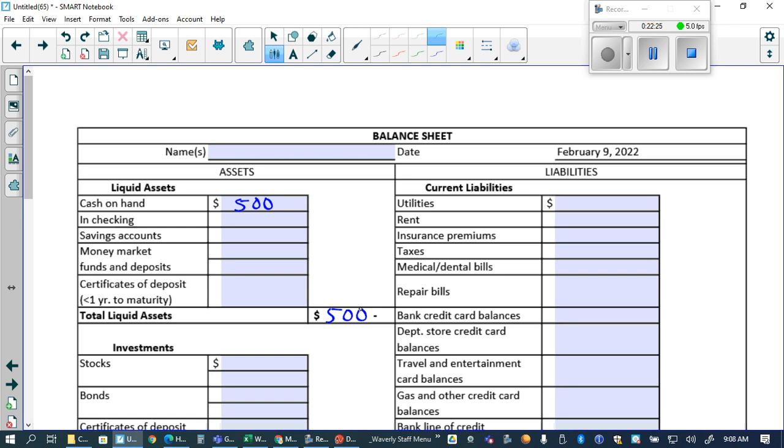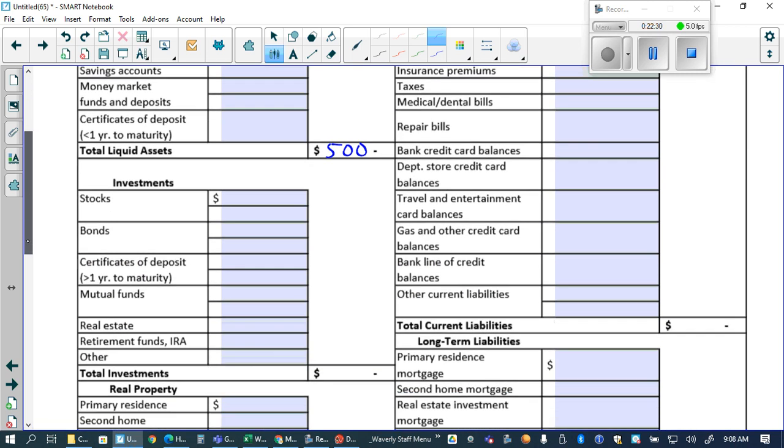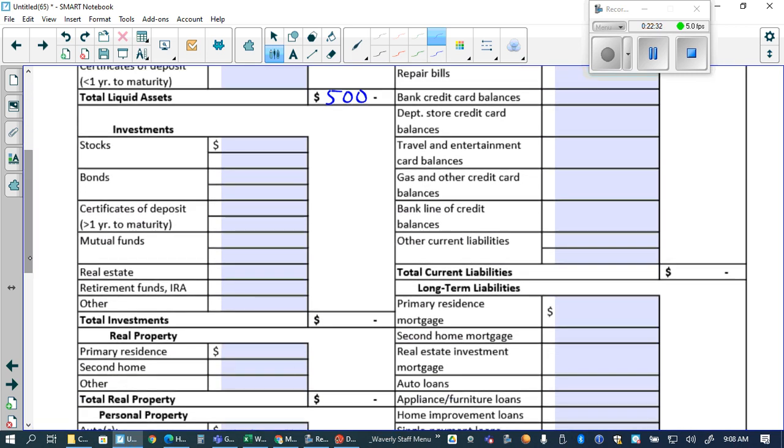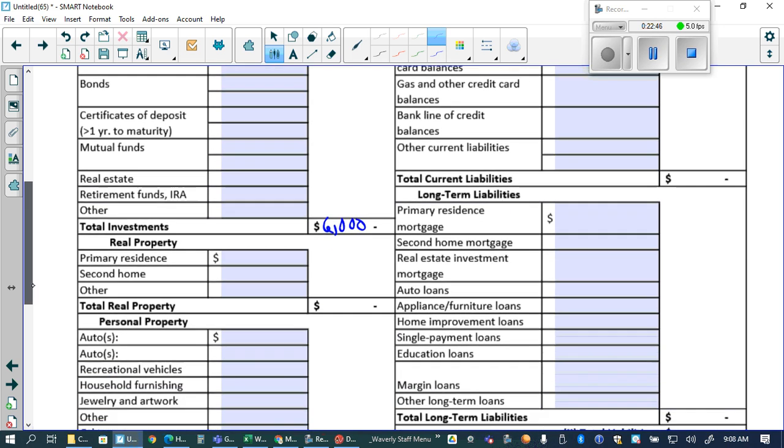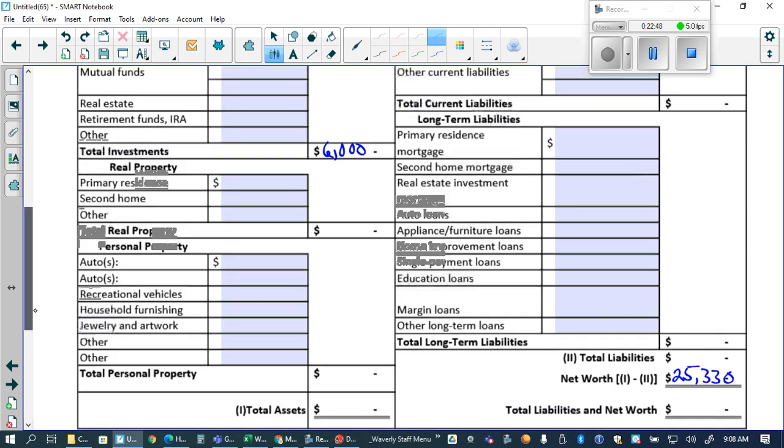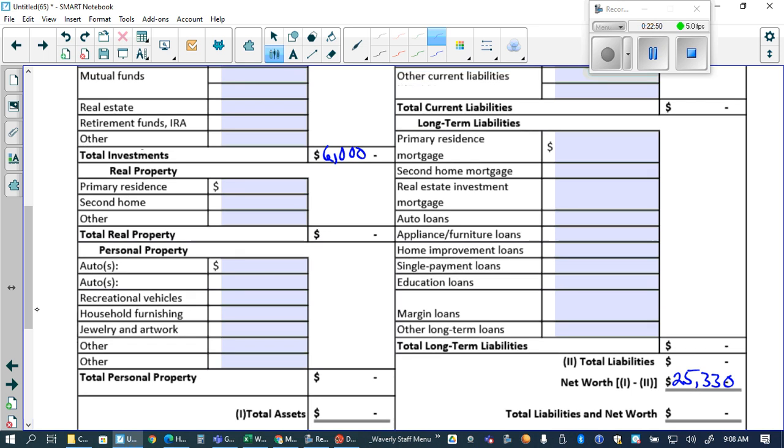So 500 there, and then we had some stocks at $6,000 value in the portfolio, no bond or anything. So that was it for the investment category. That totals pretty easily. And then under real property, we had just one item, for primary residence, right? I think that was at 60,000. So the total real property was 60,000.